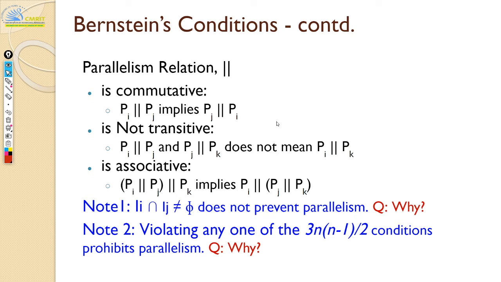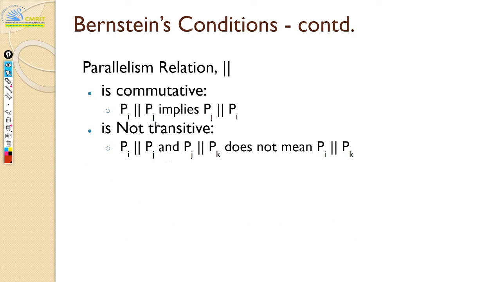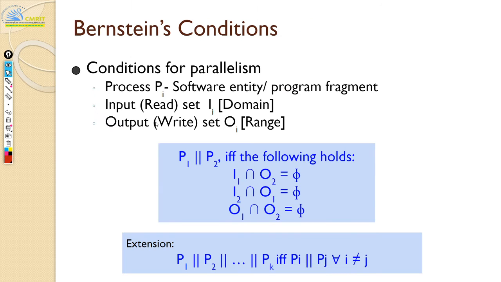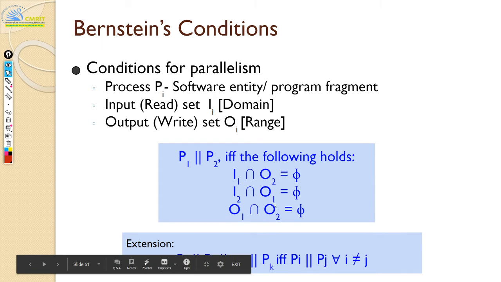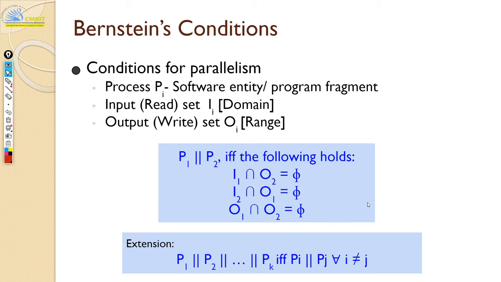And then we concluded with Bernstein's conditions for parallelism. So Bernstein came up with three conditions for any two processes or code segments to be parallel, right? So the input of the first and the output of the second, input of the second, output of the first, and output of both first and second code segments should be a null set. Like the intersection should be a null set. They should not have any conflict. Okay, so these conditions should hold for any two code segments to be running parallelly.